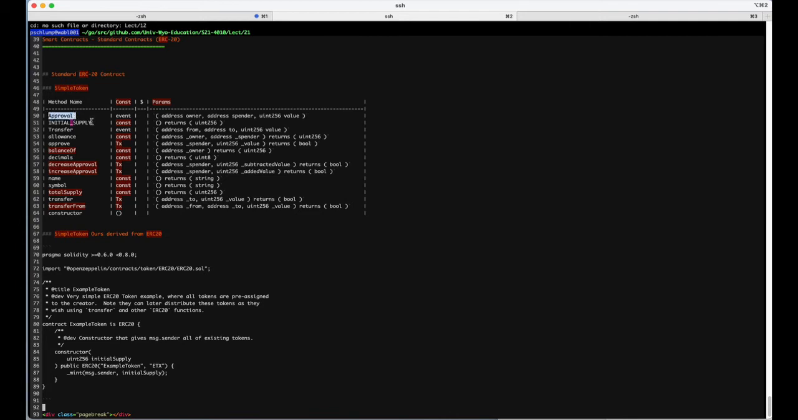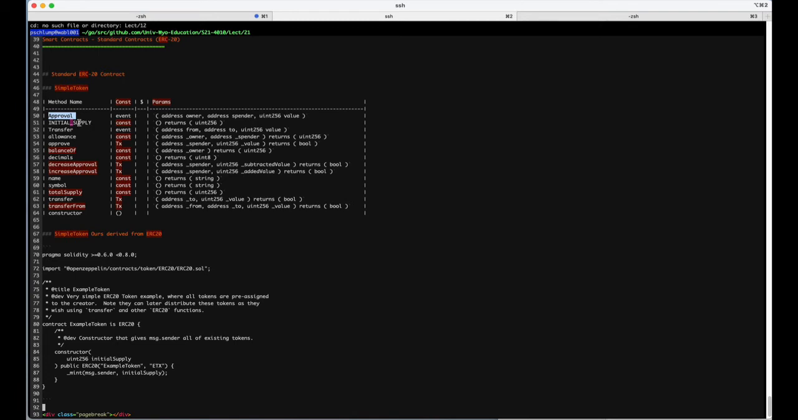Now remember, when you do an initial offering, quite often you have to approve who's going to buy stuff. And consequently, this approval takes the address of the owner, a spender, and a value. And that value is they're approved to purchase something at a particular price, basically.